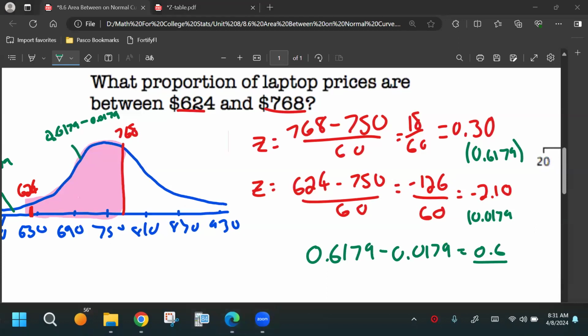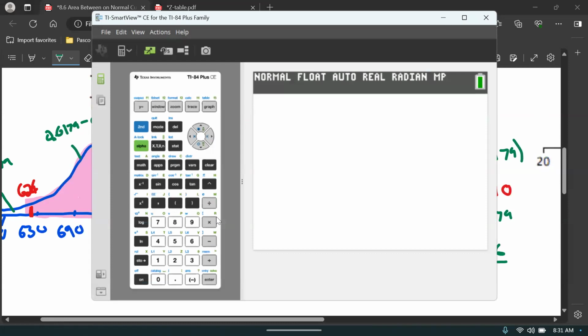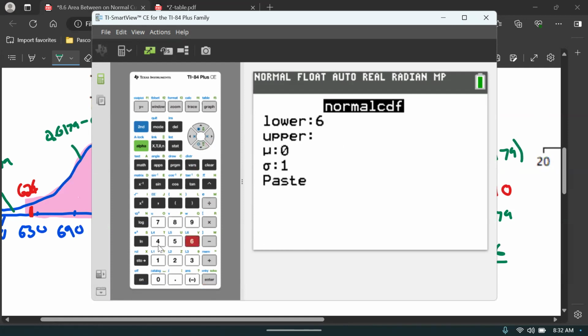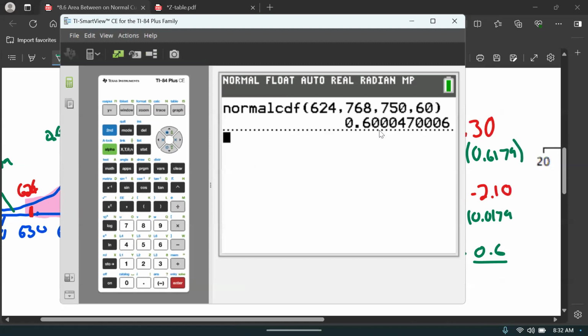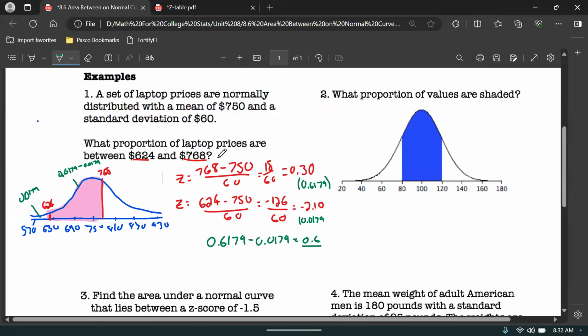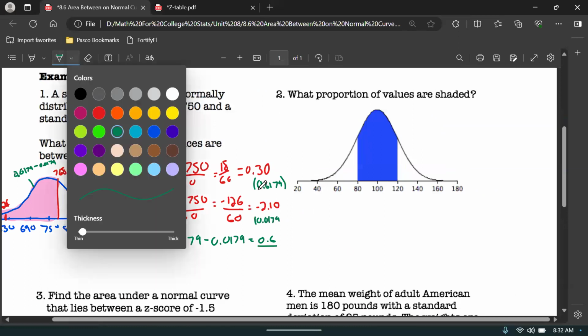But let's use a calculator and see how similar an answer we get. We didn't really have to do any rounding other than those probabilities. So second vars, normal CDF again. We go from 624 as our lower to 768 as the upper. Double checking that, the mean was 750 and the standard deviation was 60. Let's paste it. We get 0.60. Not exact, but pretty much exact, right? So it works either way, z-scores or calculator. I'm going to use the calculator for the rest of these just for the sake of time, but the z-score table is also super useful.